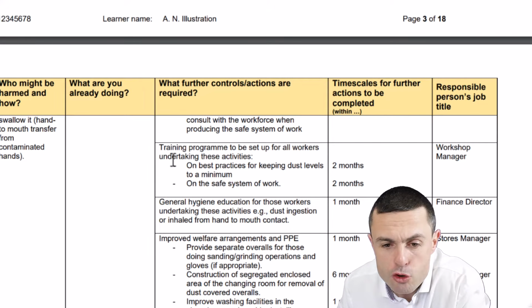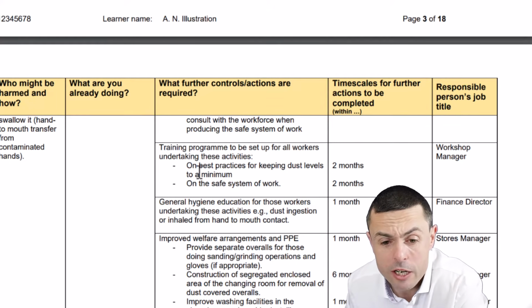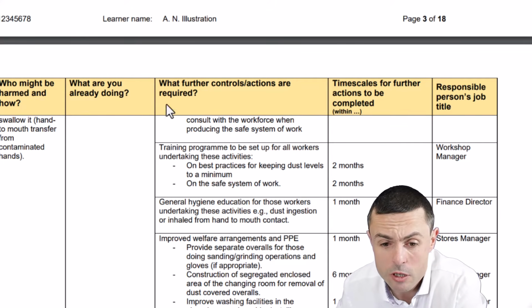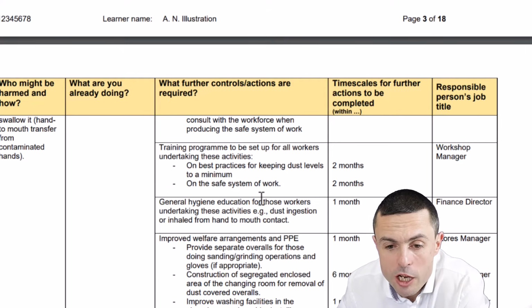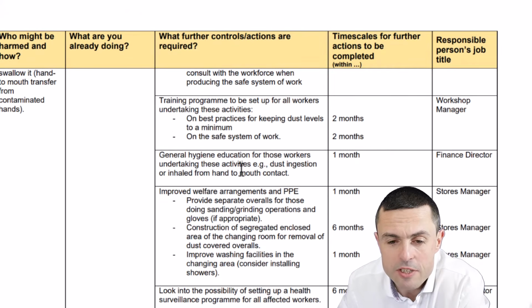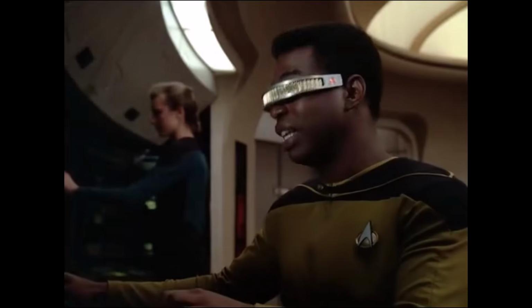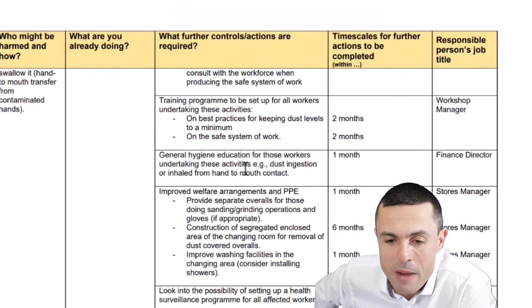Here's another one, training. You don't just write training. Look, it says, training program to be set up for all workers undertaking these activities. And then it starts to break down the content of the training. Best practices for keeping dust levels to a minimum and safe systems of work. Okay, fantastic. General hygiene education, just below it, for those workers undertaking these activities. It's actually going to tell us what that education should be. Dust ingestion, nasty. Dust ingested or inhaled from hand to mouth contact.